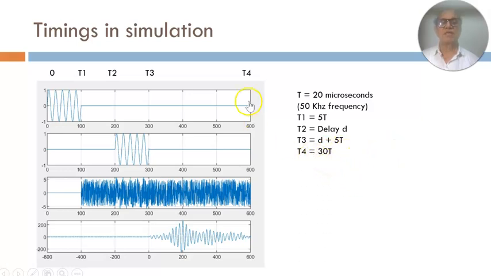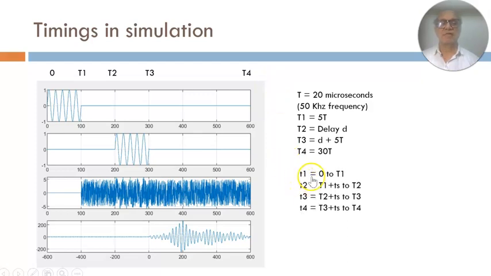Then T4 is 30T. Remember, we have chosen a time window up to 600 microseconds. So the time period is 20 microseconds, and 30 into 20 will give you 600. That is your T4. So once you have these boundaries known for the time, you can generate all the intermediate values by using time vectors.